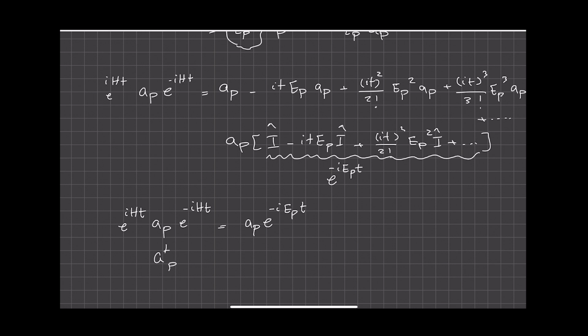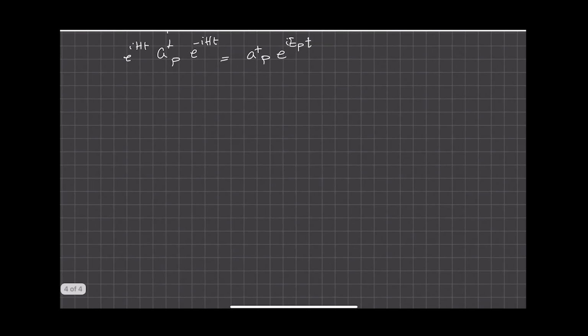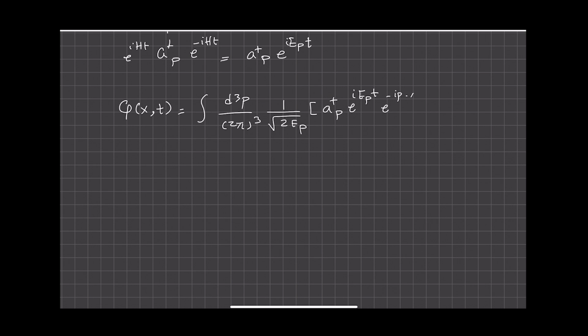And for a dagger of p, similar logic can be used, but we have a different sign here. So you have a dagger of p times exponential of i E_p t. Now it is simple to write phi of x and t as the sum over all momentum, d^3p over (2 pi)^3, 1 over 2 E_p. So now the first term turns to a dagger p, evolution exponential of i E_p t times exponential of minus i p dot x, plus a_p exponential of minus i E_p t times exponential of i p dot x.